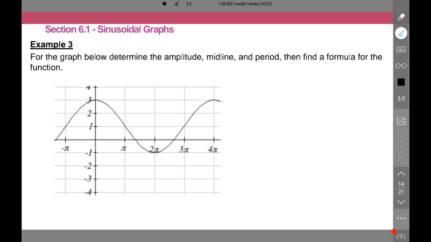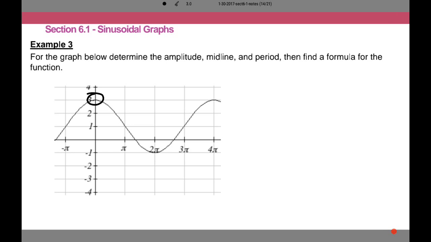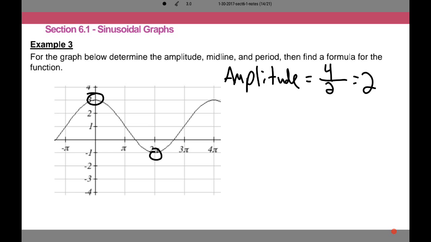So again, our first step when we look at these graphs, I would say just start with the amplitude. We're going to look at the maximum value and the minimum value. So it goes from 3 down to 1. So our amplitude is half of that. So from 3 down to 1 is 4. And we divide that by 2, and we get our amplitude of 2.